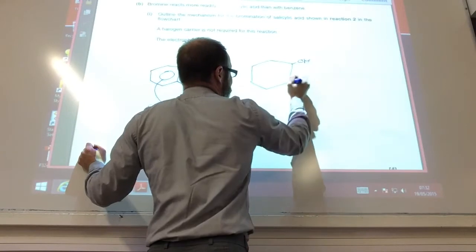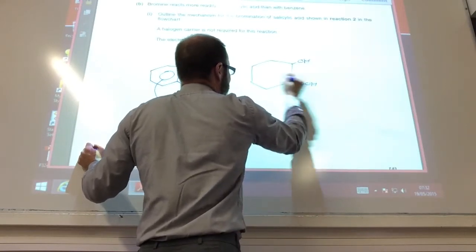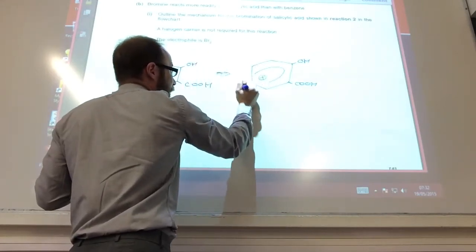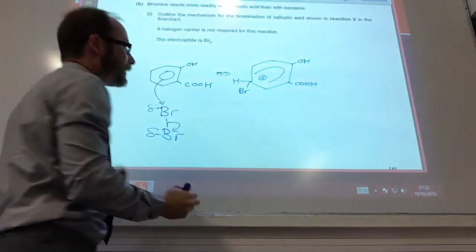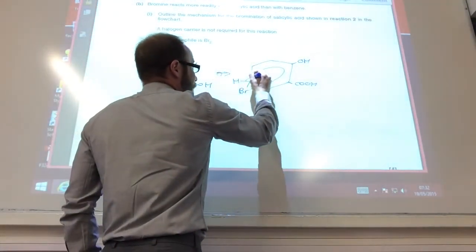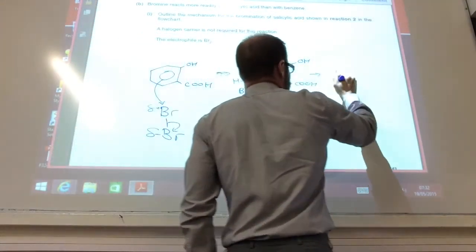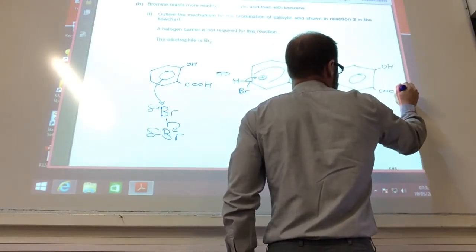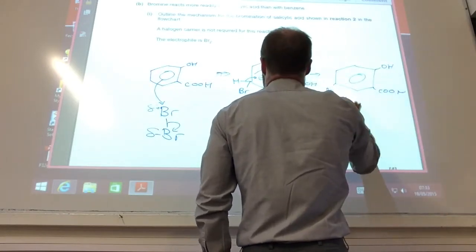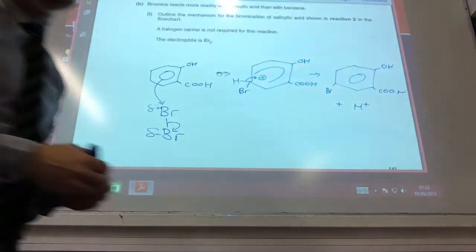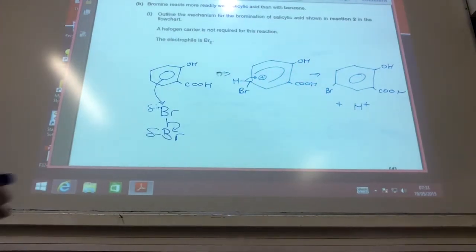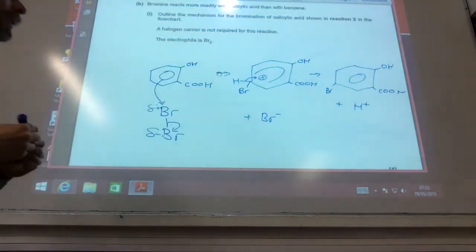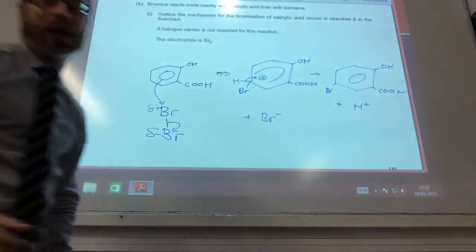Now remember to break the aromatic ring at the carbon that you have substituted, being careful to match what they've given you. So it's that one there. That bond breaks to give you your product plus H plus, like so. Obviously this one here, if I just put that, would obviously produce Br minus as well. So those two go off to give you your HBr.